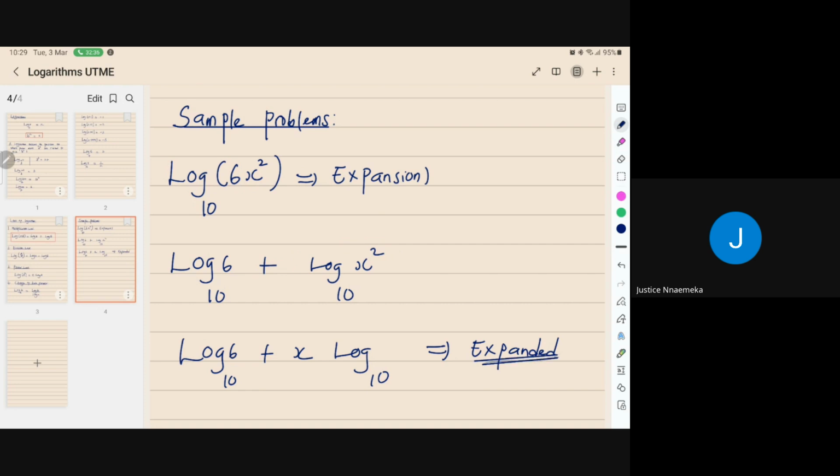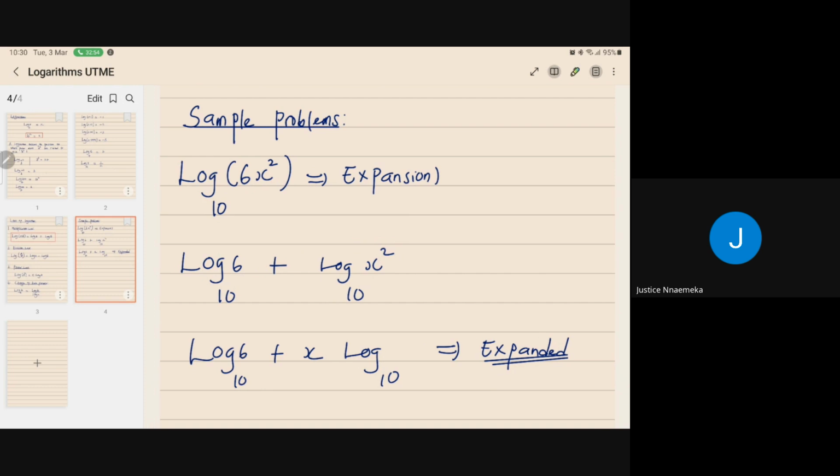You've actually expanded. So you can use those rules to either expand a particular logarithm or you can use it to condense that particular logarithm. So it's in two ways, depending on how you want to simplify them. So let me show you an example now. Does it make sense? So let's quickly condense now.